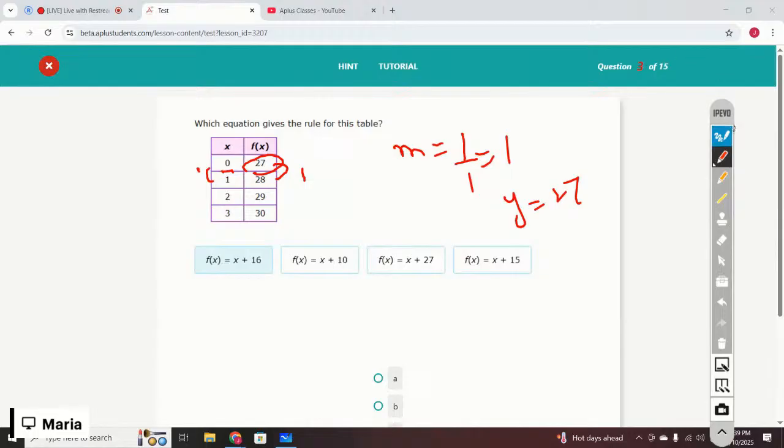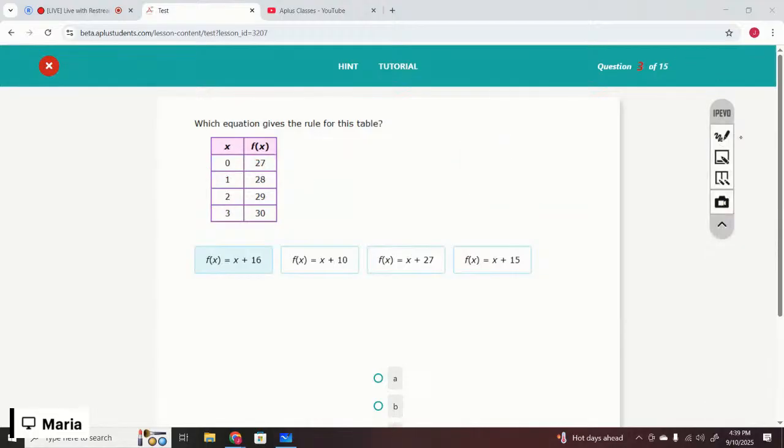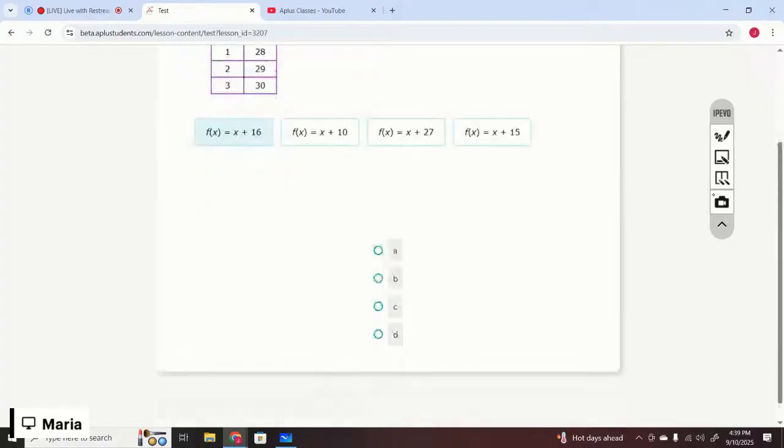That is f of x equals x plus 27. Option number C is the correct option.